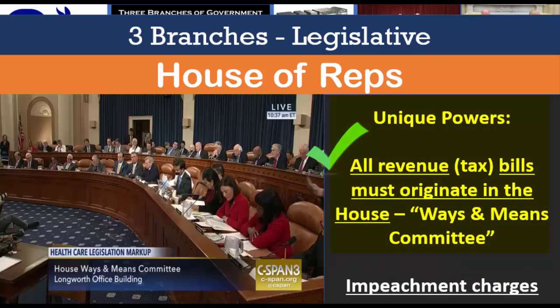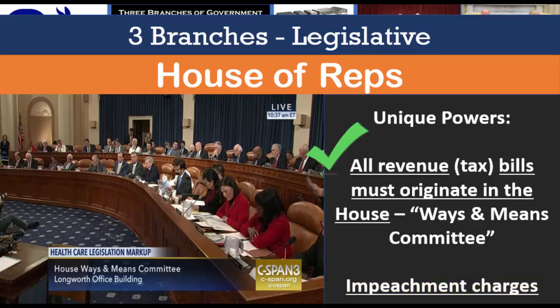Powers and responsibilities unique to the House of Reps are that all revenue or tax bills must originate in that House. Part of Congress's power of the purse concept. And here we have the House Ways and Means Committee that addresses changes to federal taxes, although the Senate will have to approve them. The House also initiates impeachment proceedings.